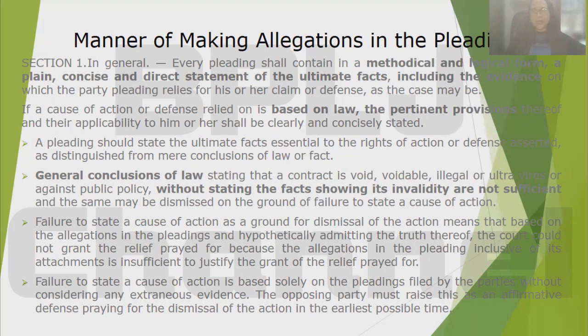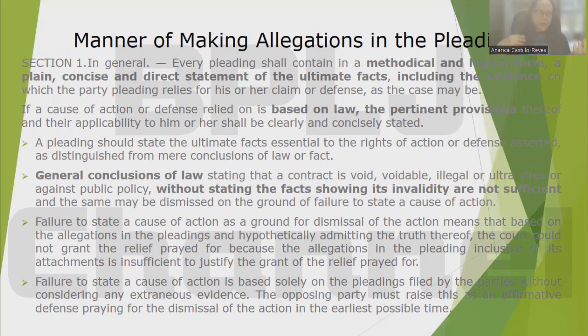So what is failure to state a cause of action? It means that based on the allegations in the pleadings and hypothetically admitting the truth thereof, the court should not grant the relief prayed for because the allegations in the pleading, inclusive of its attachments, are insufficient to justify the grant. So in other words, there is a failure to state the cause of action in the pleading itself.